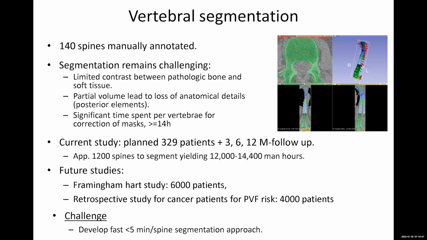And ultimately, to manually segment a spine and do a good job, it can take up to 14 hours per spine. Currently, we're hoping to have 329 patients at 3-6. So we're talking about 1,200 spines just for this study, indicating 1,200 to 1,400 man hours. So you can have an army of students, but that's probably not the solution.